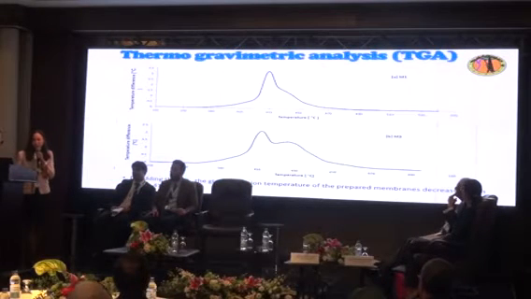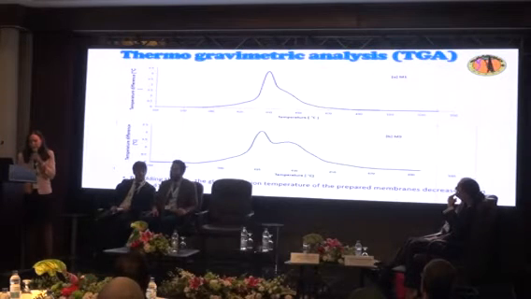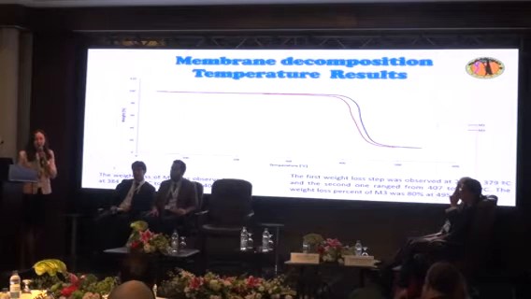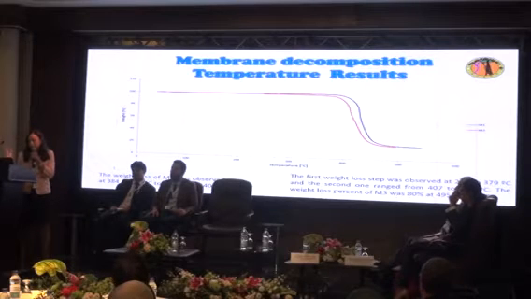Okay, and this is the thermal gravimetric analysis test. We can find that the glass transition temperature of the prepared membranes decreased from 430 to 410 degrees Celsius, which is not bad, because you will find that the decomposition temperature results show that when you use the polyethylenimine, you can reach up to 495 degrees Celsius for the decomposition temperature.